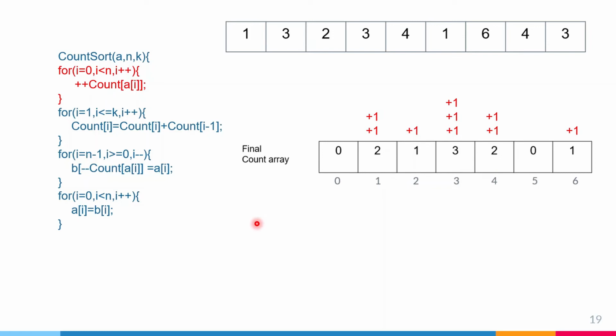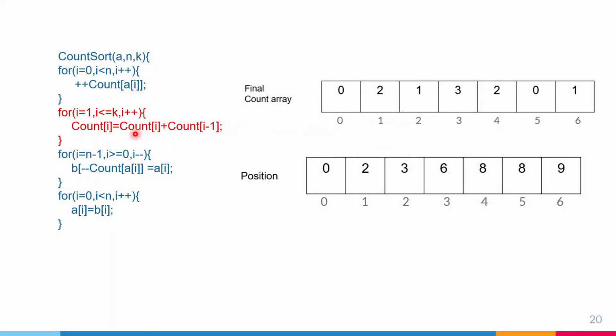In the first for loop, we are going to add the distinct elements in the count array. In the second for loop, we are going to prepare the positions of the elements by adding the consecutive elements of the counting array, like 0 plus 2 is 2, 2 plus 1 is 3, 3 plus 3 is 6, 6 plus 2 is 8, 8 plus 0 is 8, and 8 plus 1 is 9.